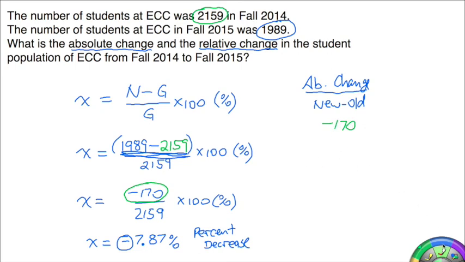The relative change is exactly what we found as a percent. So the relative change is exactly this, finding the percent change from the old to the new, that percent change, that x. So in this case, x is your relative change. So in this case, it's a percent decrease of 7.87% is your relative change. So in absolute change, you just subtract the new minus old. The relative change, you have to go through the percent change formula to find out the percent decrease or the percent increase.